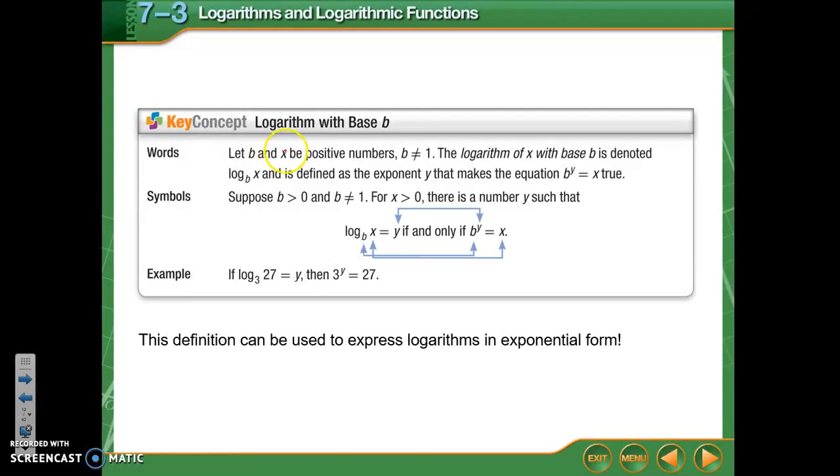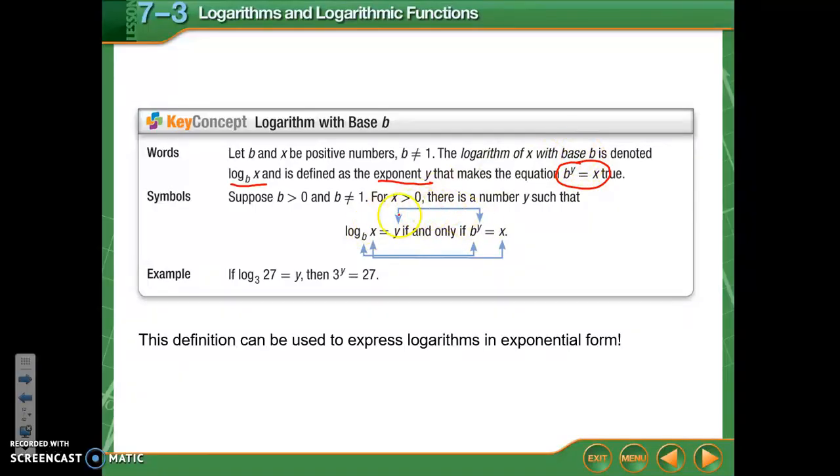Okay, so this is how we work the notation. It says let b and x be positive numbers, b cannot be 1. A logarithm of x with base b is written like this, log base b of x. And it's defined as the exponent y, so logarithms are exponents. The exponent y that makes this equation true, right? How can I get x by taking b to some exponent? That exponent is called the logarithm.